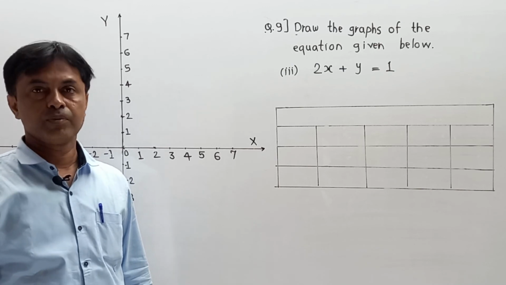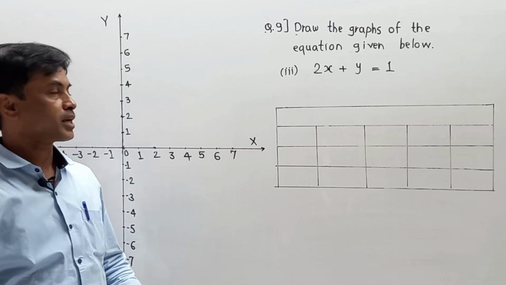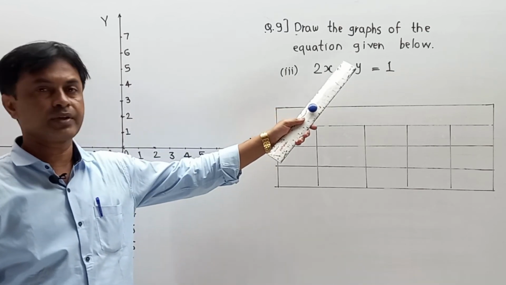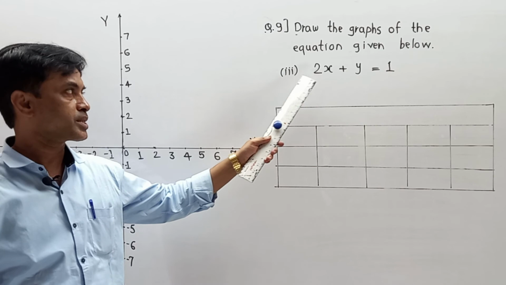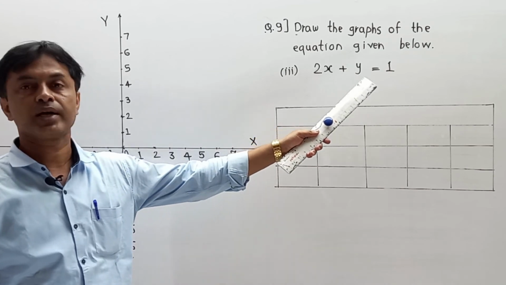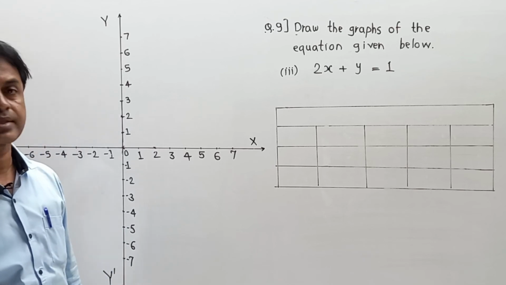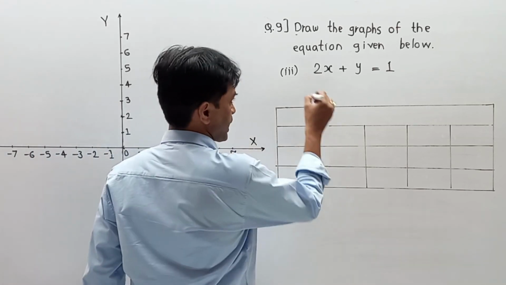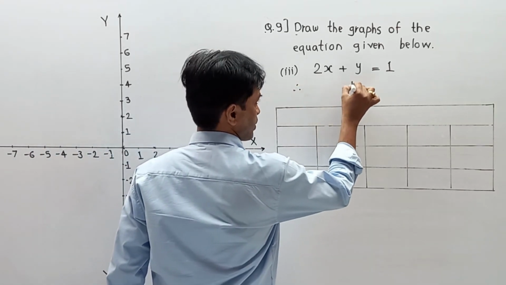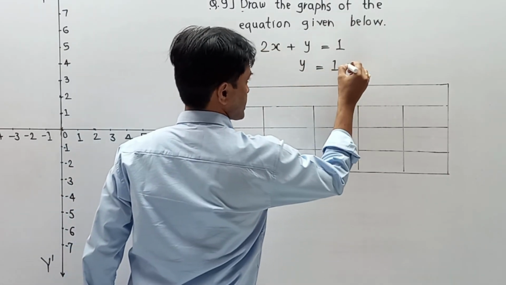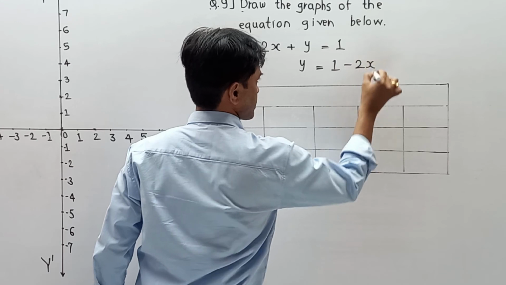Now students, moving to the next question, again our question number 9. Draw the graph of the equation given below. Now our third question is 2x plus y is equal to 1. One by one, again I am going to simplify that part. Automatically our equation can be modified: y is equal to 1. Shifting plus 2x to that side, it becomes minus 2x.